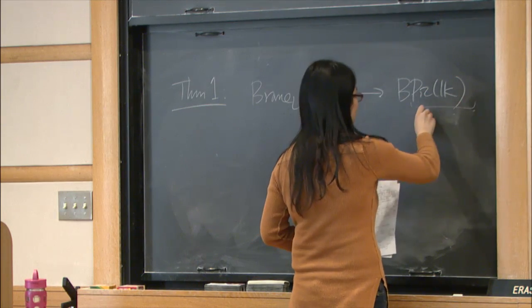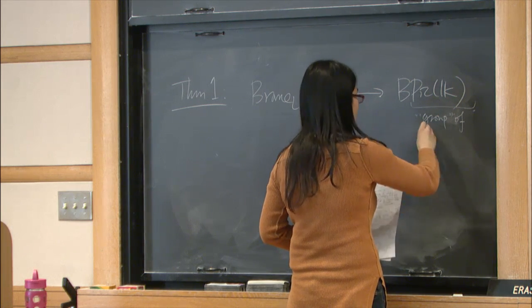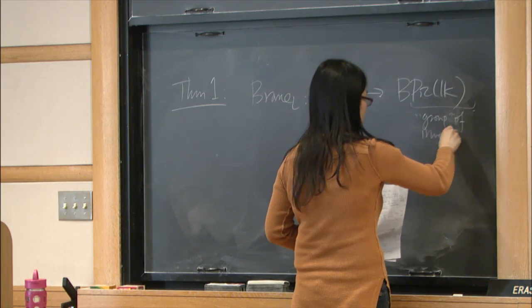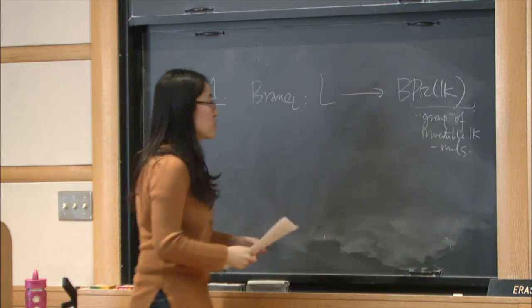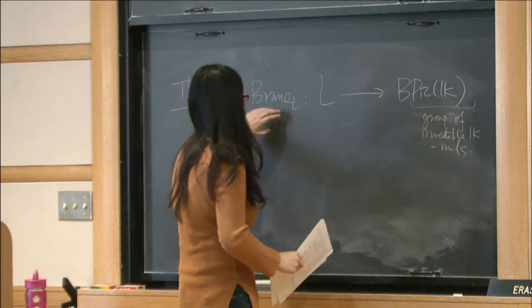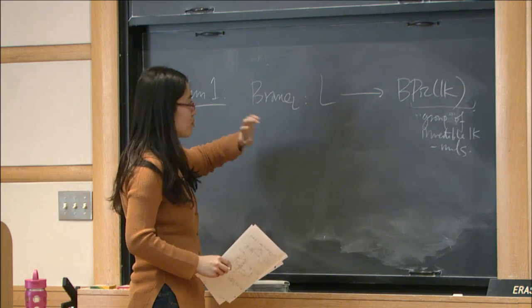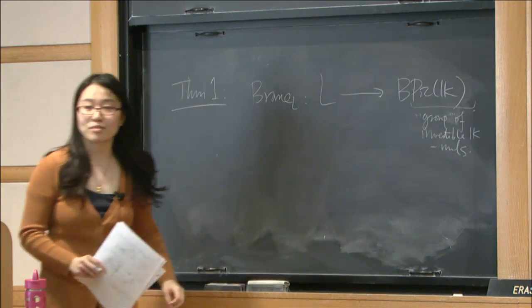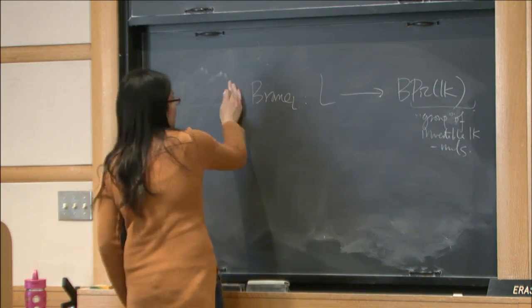This is some group of invertible K modules. You should view this as the automorphism group of mod K, and then Brane L is like a vector bundle on L with fiber mod K. So then it admits a classifying map.